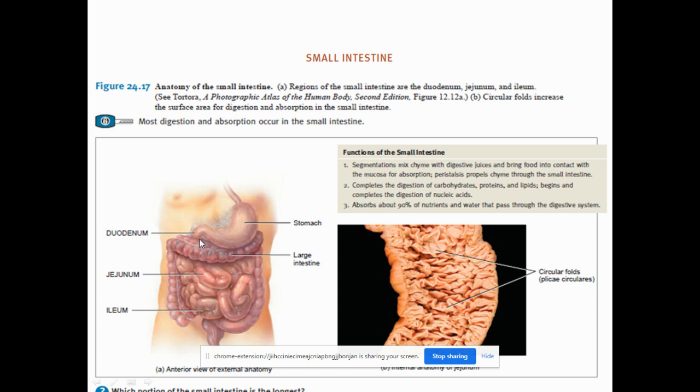This is retroperitoneal. So the stomach opens into the duodenum through the pyloric sphincter. Okay, so what is the length of the duodenum? It is around 25 centimeters or 10 inches.